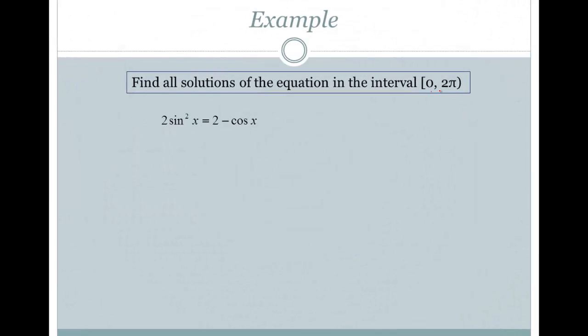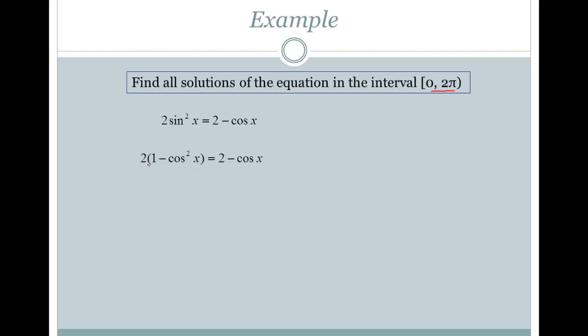Oftentimes they're going to ask you to solve on a specific domain. So here I'm asking you to solve this on 0 to 2 pi. Again, we have sine squared and cosine. There's no way to look at this and get a tangent out of it because I'll get a squared. I don't have a squared term here, and I have a subtraction on this side. It would be nice to get in terms of just sines or cosines, so I can use my Pythagorean identity here. This is going to make my entire equation just have cosines. When I just have cosines, it's going to be easier for me to solve.